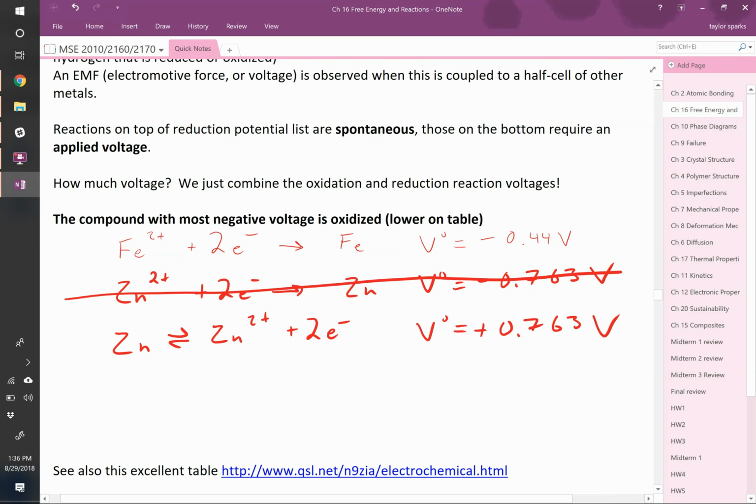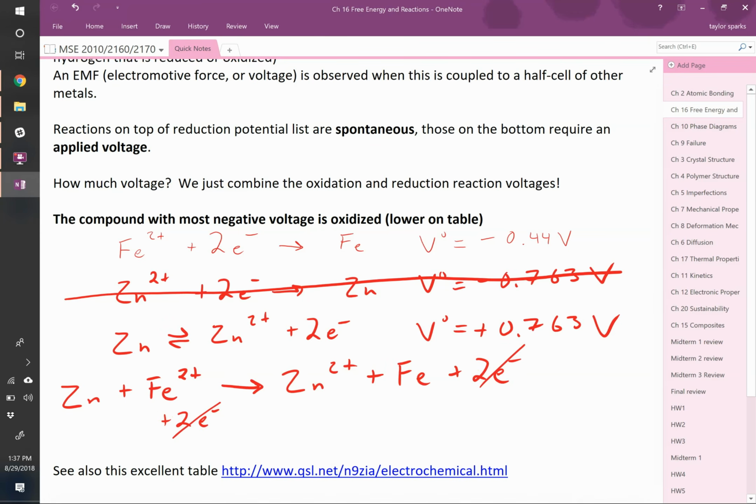Let's write our overall redox reaction. By combining the reduction and oxidation half-cell reactions, we can get the overall redox reaction, right? And it's going to be as follows. It's going to be zinc plus iron 2 plus ions plus 2 electrons gives us zinc 2 plus, iron metal, plus 2 electrons. So the electrons cancel out on each side. Sometimes people don't write the electrons because they cancel out, but it's important to realize that they're happening, right? One species is giving up electrons, the other one's picking up those electrons.